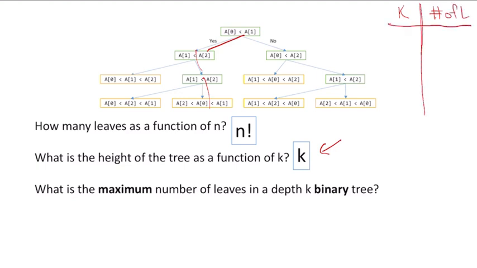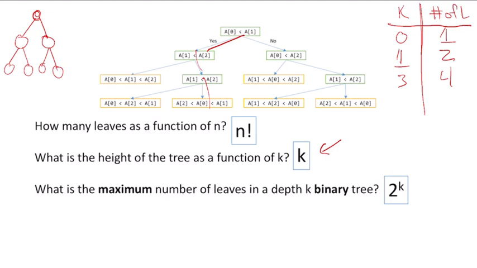So let's say the depth of a tree is 0, so we would have 1 leaf. Let's say we have a depth 2, so k is equal to 2 tree. What's the maximum number of leaves? Well, I can have a leaf for every parent node, so I'm going to have 2. And then how about the next level? So level 3, I can have 1 leaf, 2 leaf, 3 leaf, 4 leaves. So what's a general function for that? It's going to be 2 to the k.